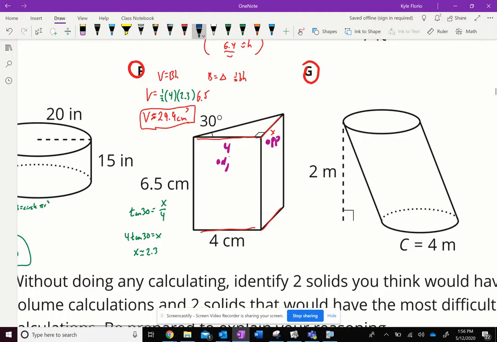Just an FYI, the book's answer was 50.8. So if you caught a mistake and that's what you got, let me know. But I think the book might be wrong on this one.